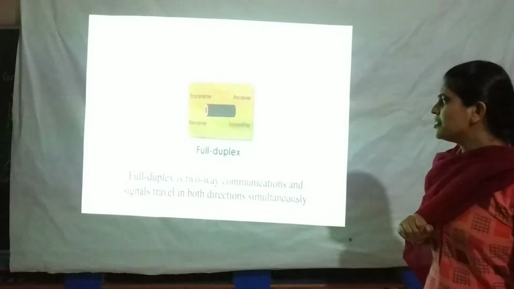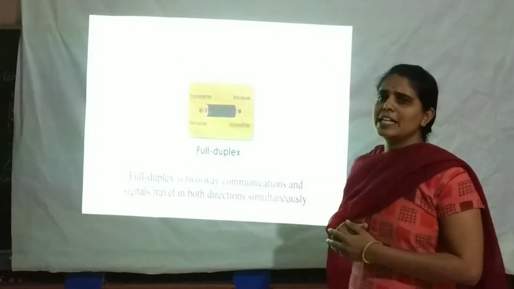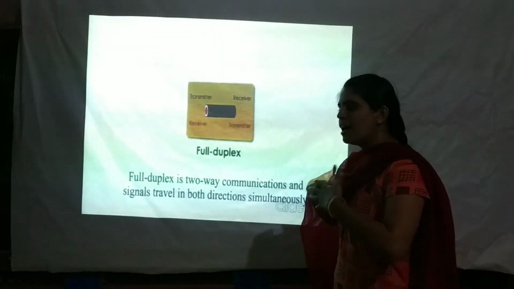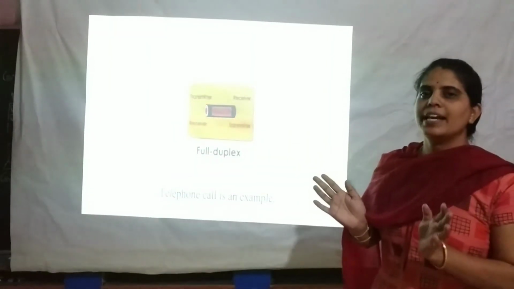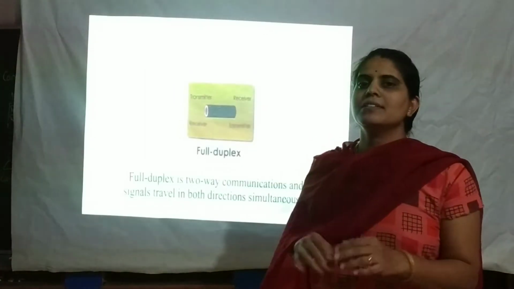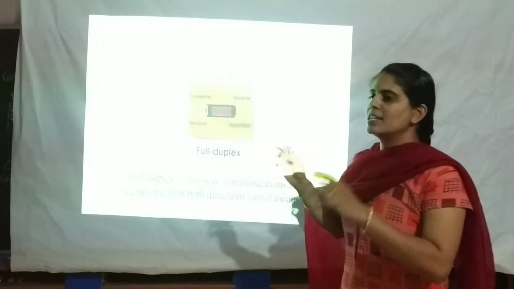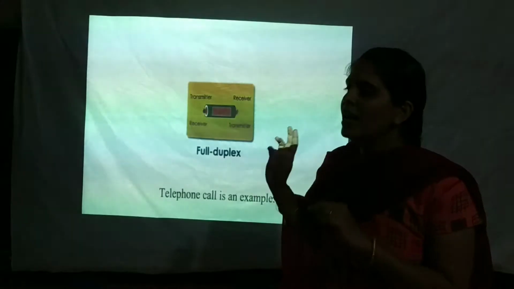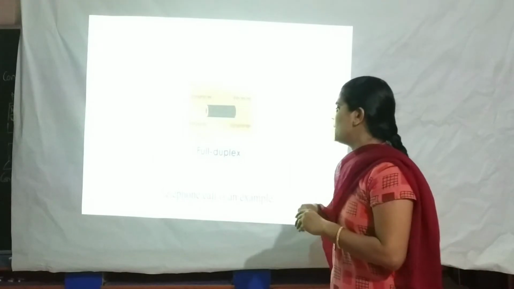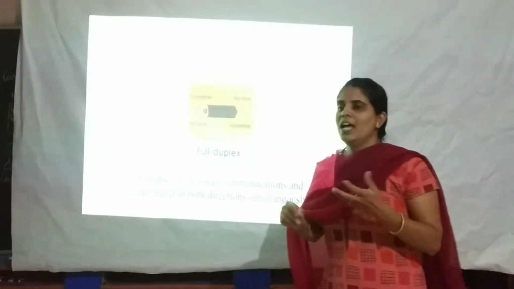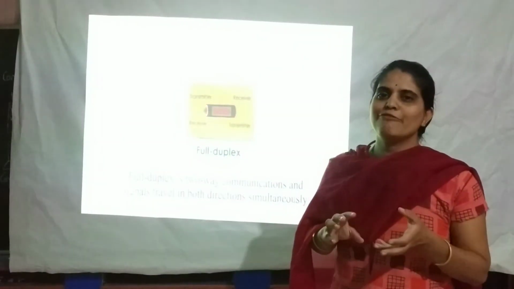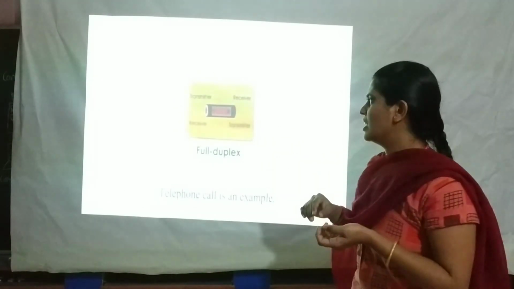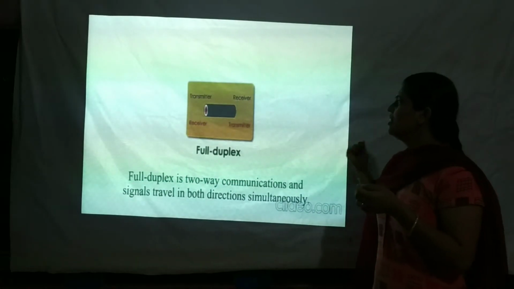Next is the full duplex mode of transmission. In this mode, data is transferred in both directions at the same time. That means the sender can send and the receiver can receive, and at the same time the vice versa is also possible. The example for this is a telephone call. Almost everybody uses telephones. At the same time both can call and communicate with each other.